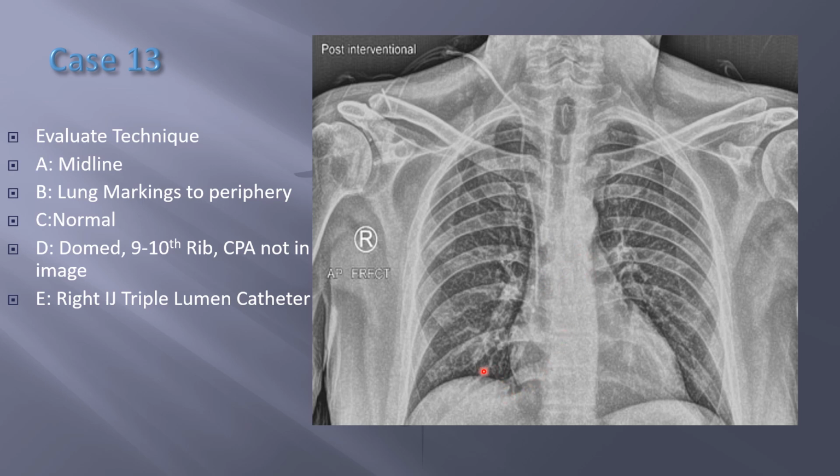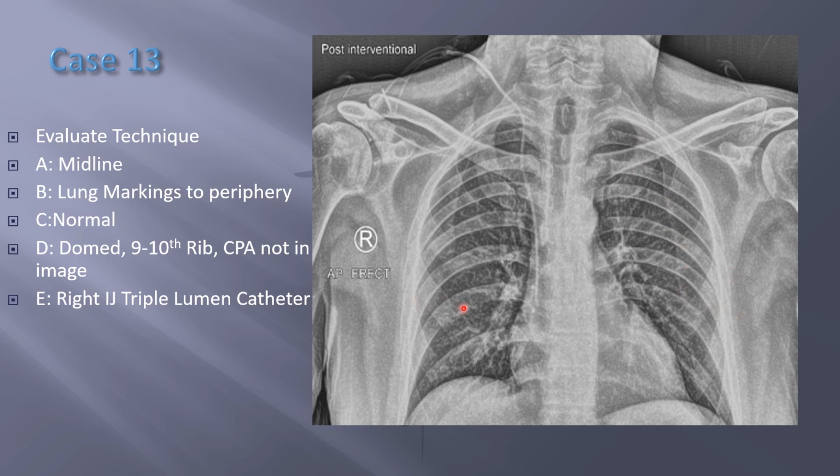D, diaphragm, nice dome diaphragm. Right is higher than the left. So kind of normal, there's no air underneath the diaphragm. The left side is a little bit cut off, but E is everything else. The ribs seem to be doing fine.